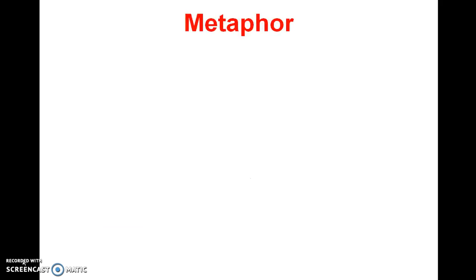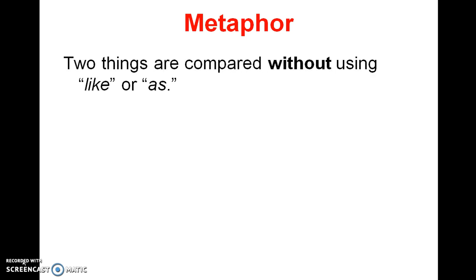Okay. A metaphor. A metaphor, unlike a simile, doesn't use like or as. It is still comparing, but it's not using those two words, like or as. It is literally trying to tell you, okay, this is this. It's two things that are compared without using like or as.